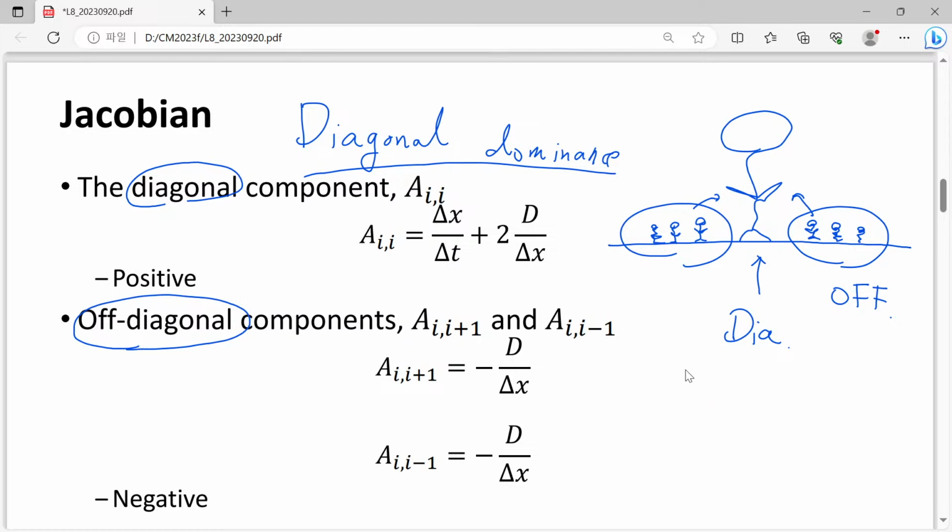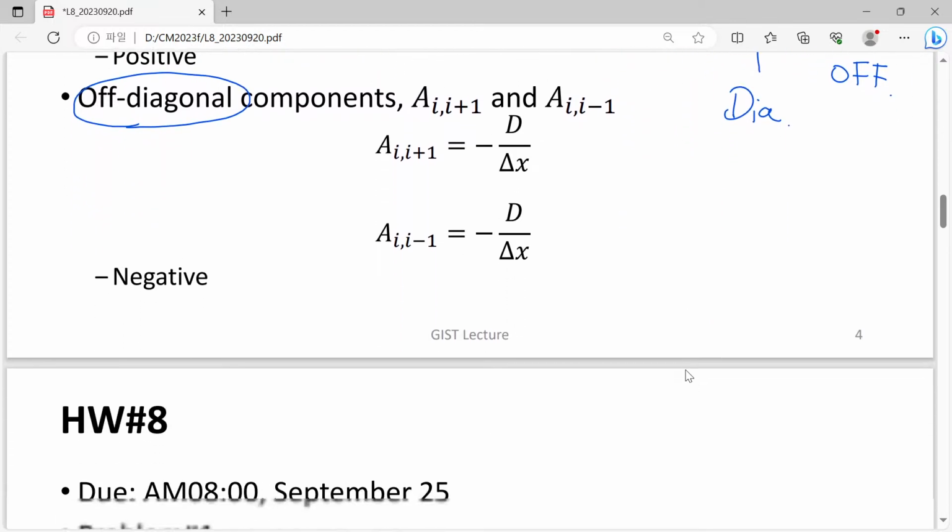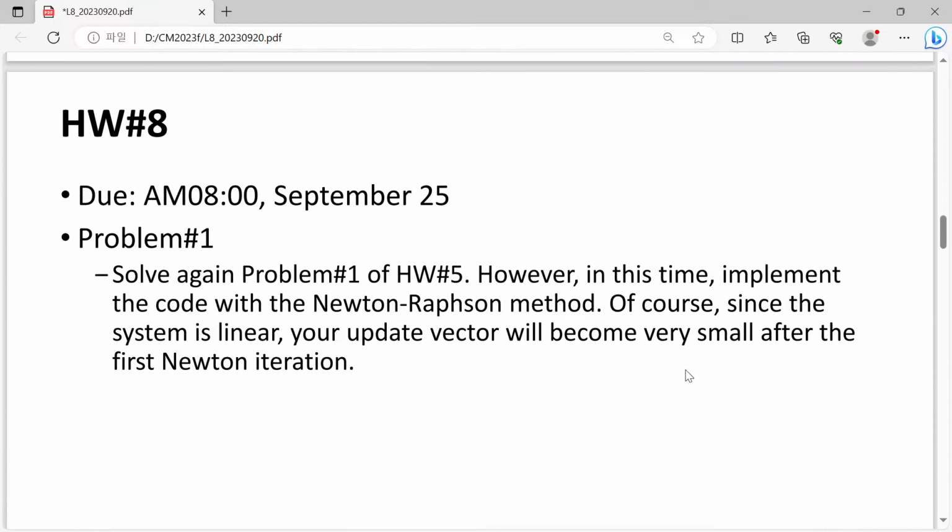Then now let's go to our homework number 8, problem number 1. So please solve again our previous homework problem. Yes, you have solved it. Good. However, this time, please implement your code with the Newton-Raphson method.